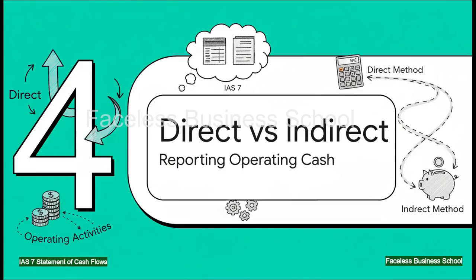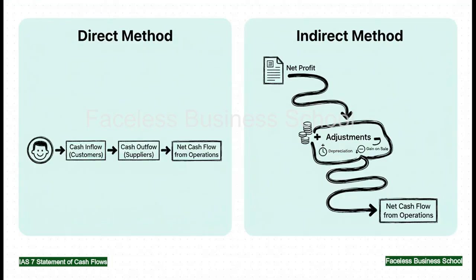Now, here's a really important detail you need to know. For that operating activities section, and only for that section, IAS 7 actually gives companies a choice. They can present the information in one of two ways, what's called the direct method or the indirect method. So on one hand, you've got the direct method. It's really straightforward. It just shows the major buckets of actual cash that came in and went out, like cash received from customers and cash paid to suppliers.